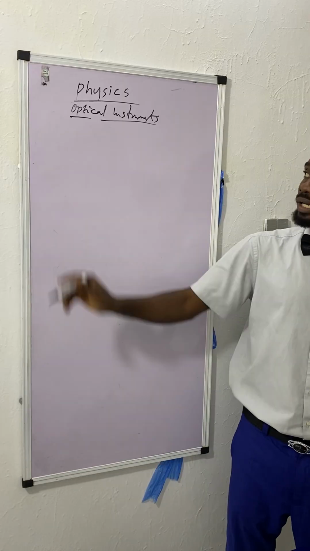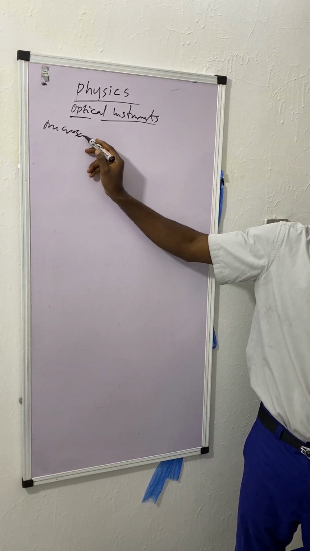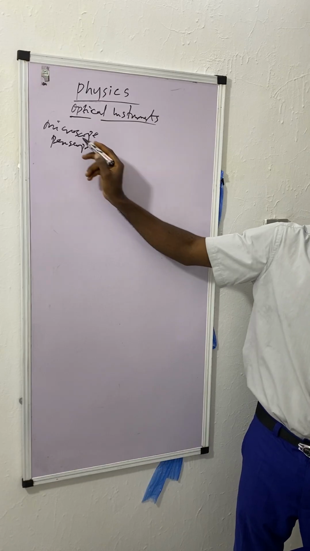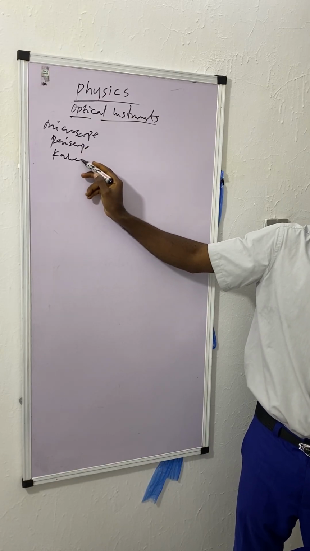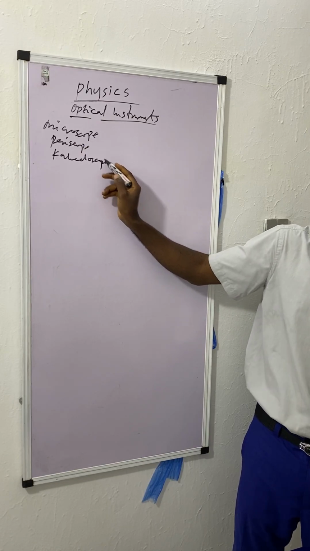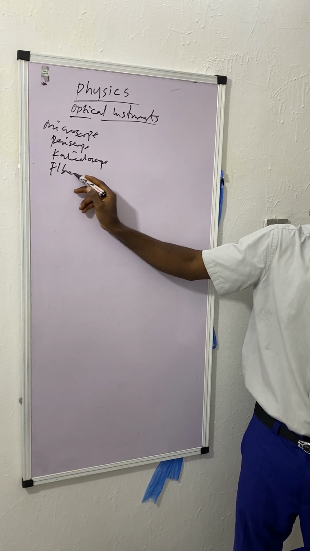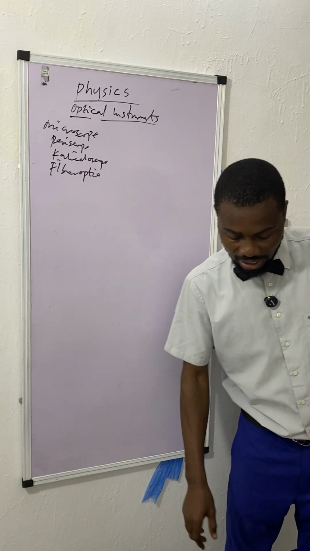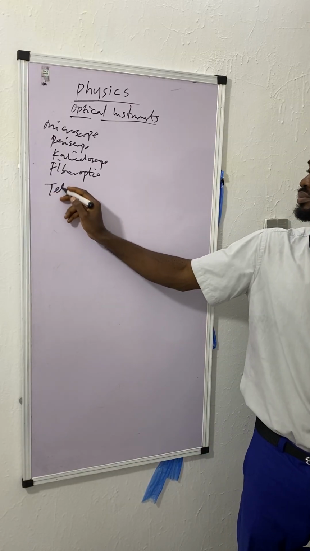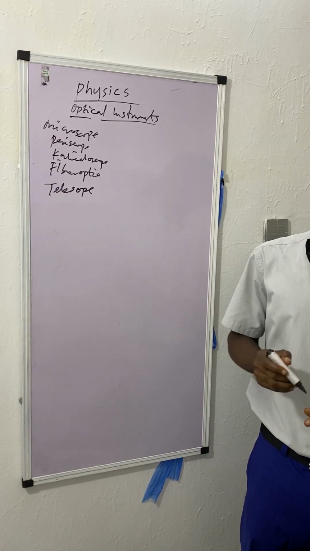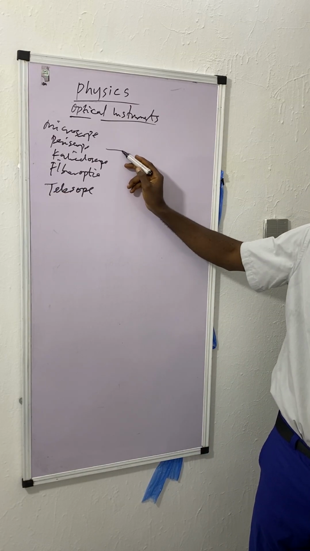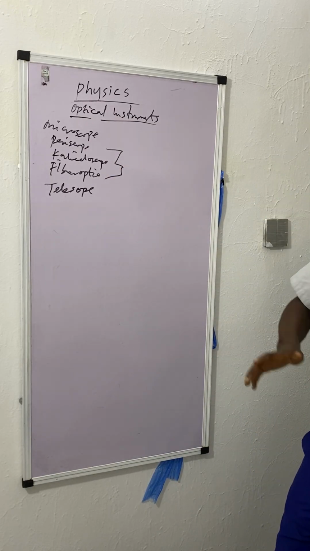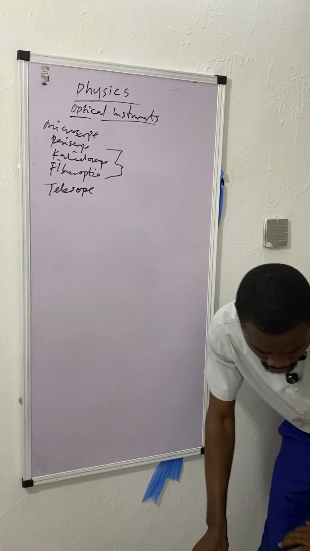For example, we have microscope, periscope, kaleidoscope, fiber optic, telescope. But here we've talked about fiber optic, kaleidoscope, periscope. Now we are looking at microscope and telescope. All right.